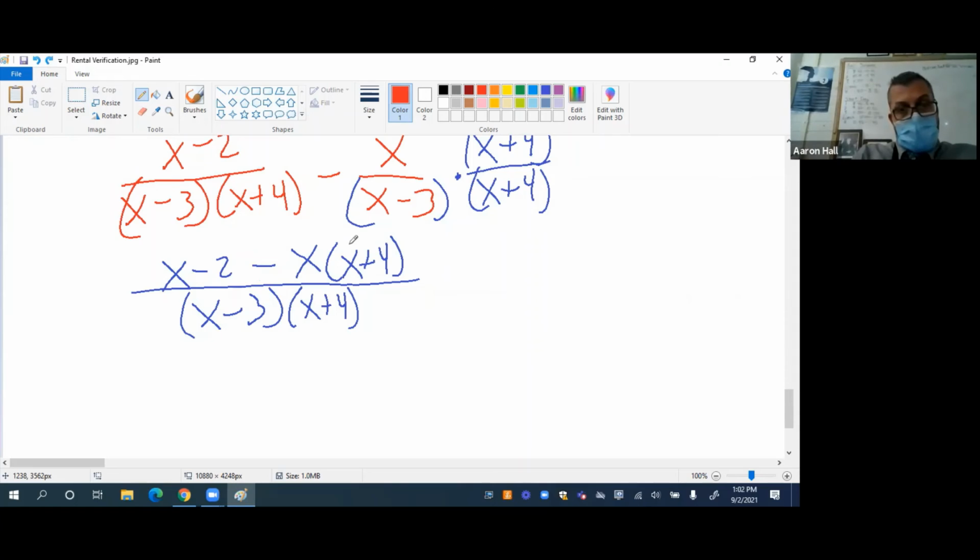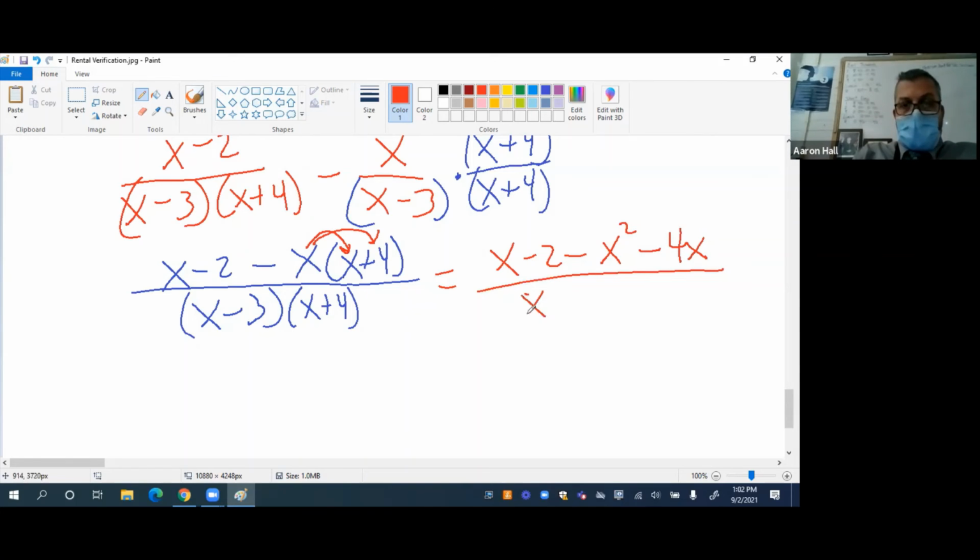What's this called? Distributing. So that gives me x minus 2 minus what? Plus. That's sort of tricky. Why is it minus 4x? We're actually distributing that negative x. So that gives us negative x squared minus 4x, all over x minus 3 times x plus 4.